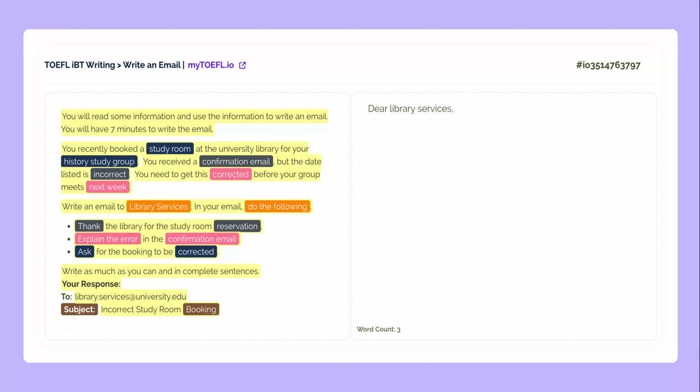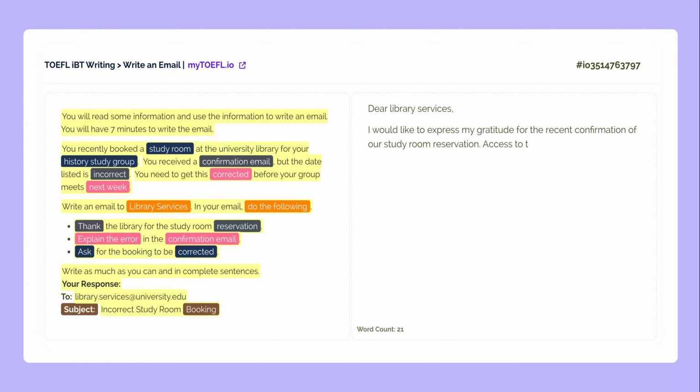To start the body of the email, we use I would like to express, which is a very professional way to introduce your feelings. We follow this with my gratitude to fulfill the requirement of thanking them. Next, we specify what we are thankful for, the recent confirmation, and finally, identify the specific item of our study room reservation. This covers our first task perfectly.